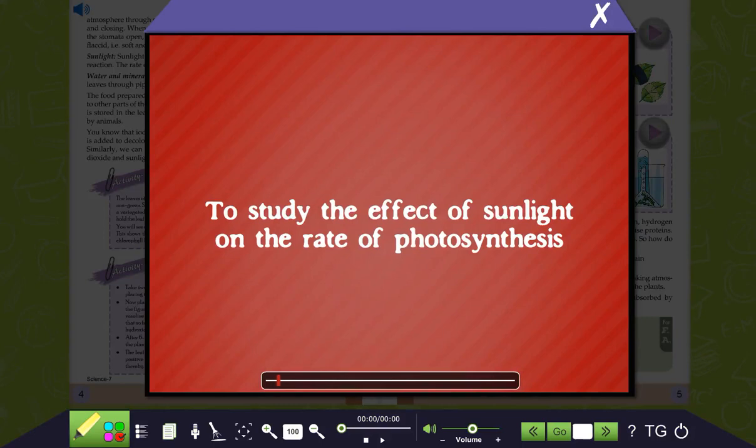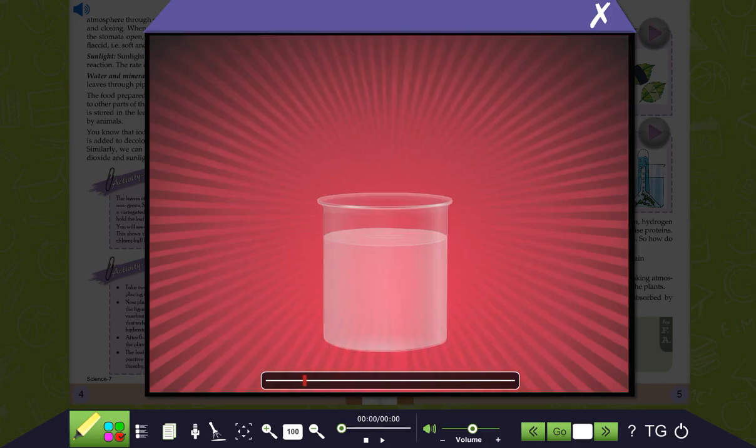Activity 4. To study the effect of sunlight on the rate of photosynthesis. Fill 3/4 of a beaker with clean water. Submerge an aquatic plant like hydrilla in it. Invert a glass funnel on top of the plant as shown in the figure. Fill a test tube with clean water and invert it on the stem of the funnel.